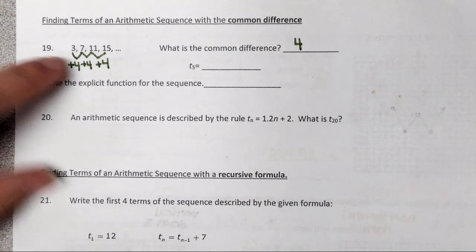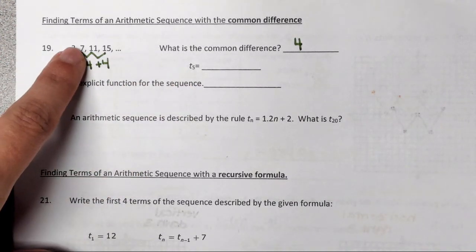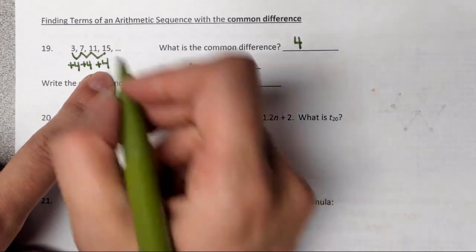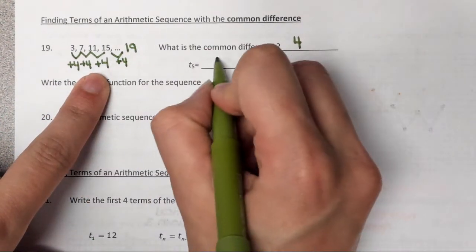T5 means they want the fifth term. This is the first, second, third, 4th. So for the next term, I can just continue my pattern and add 4. So my next term would be 19.